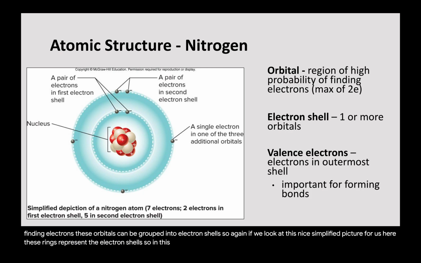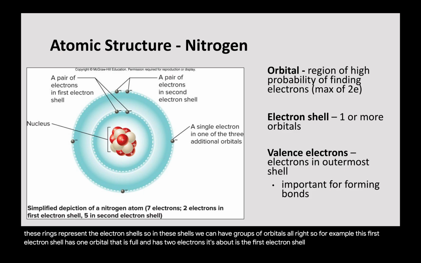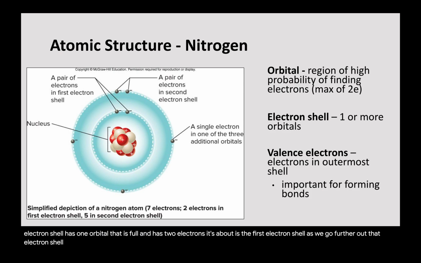So in these shells, we can have groups of orbitals, right? For example, this first electron shell has 1 orbital that is full and has 2 electrons. So that is the first electron shell. As we go further out, that electron shell gets bigger in diameter. It can now hold more orbitals.